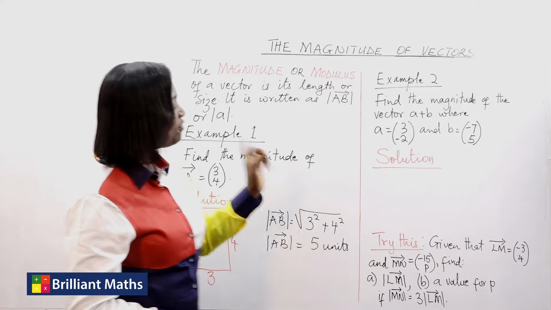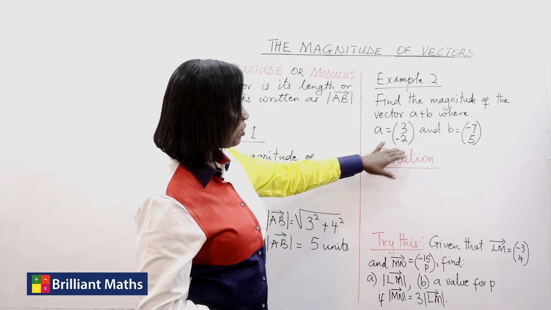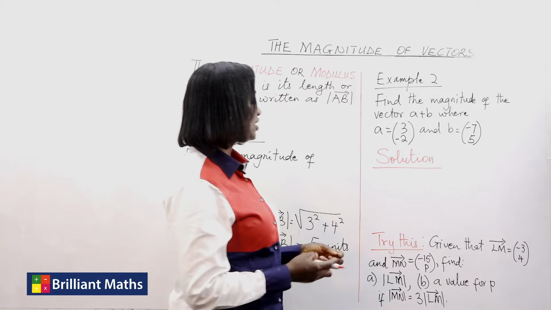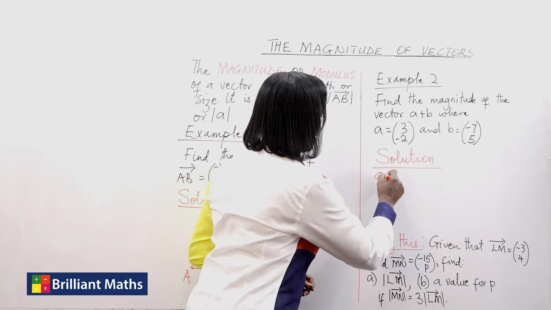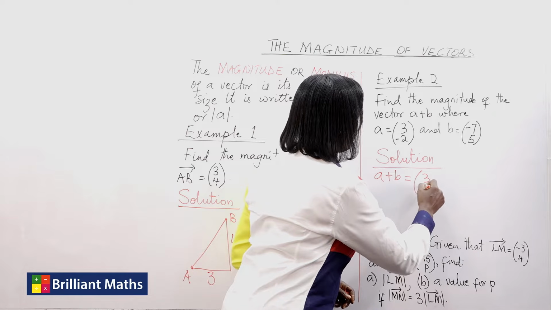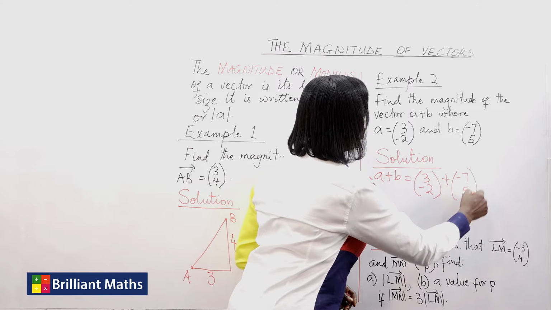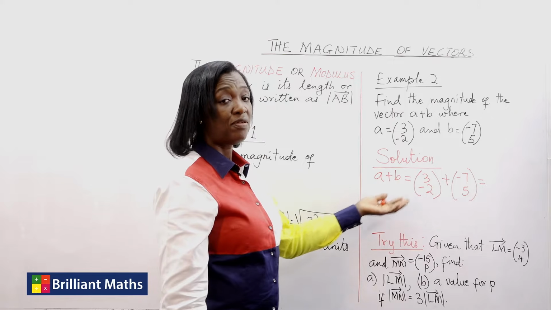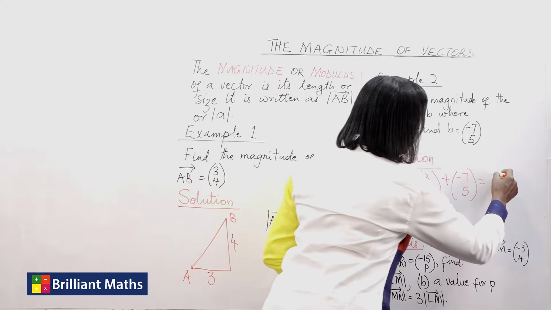Example 2. Find the magnitude of the vector a plus b, where a is (3, -2) and b is (-7, 5). So how do we work that out? Let's see. So we said that a plus b is equal to, so we're adding the two vectors together, following the same principles of addition of integers. So 3 plus -7 would give us -4.